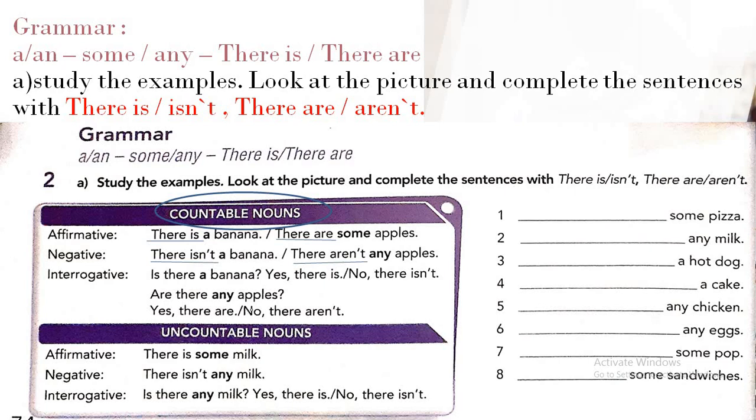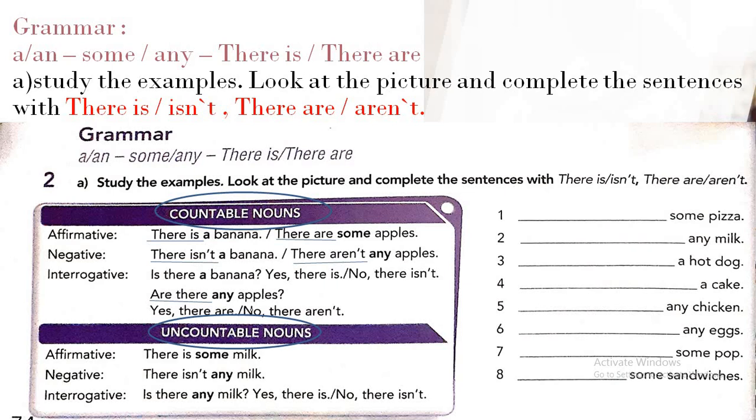Interrogative. So, is there a banana? If yes, you say yes, there is. If no, you say no, there isn't. Are there any apples? Yes, there are, or you can say no, there aren't. Good.